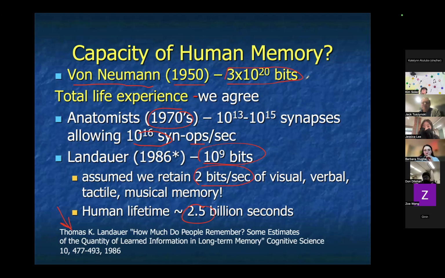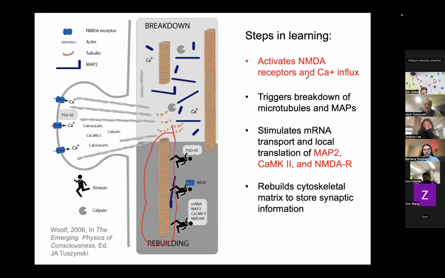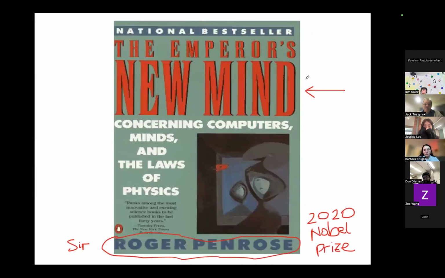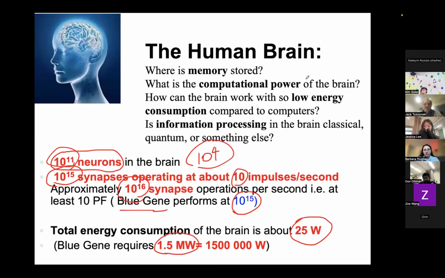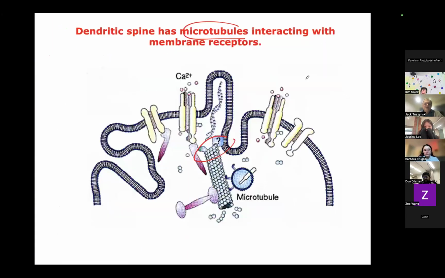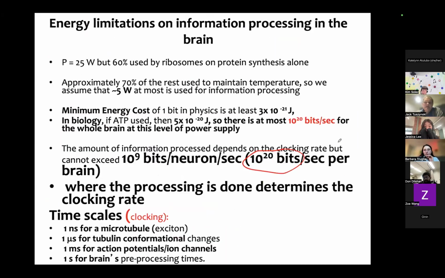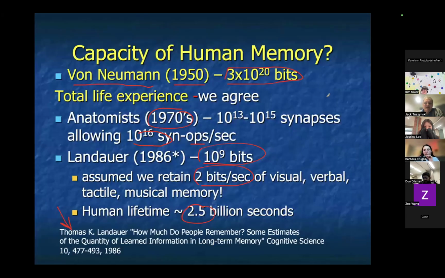And I'll show you, well, I showed you before, that this can be the case when you look at all the possible modes of memory storage. I think I missed it, sorry. Where is that? Here, yes. So here in this approximation, you have 10 to the 20th bits per brain, and this is the same order of magnitude as John von Neumann predicted.